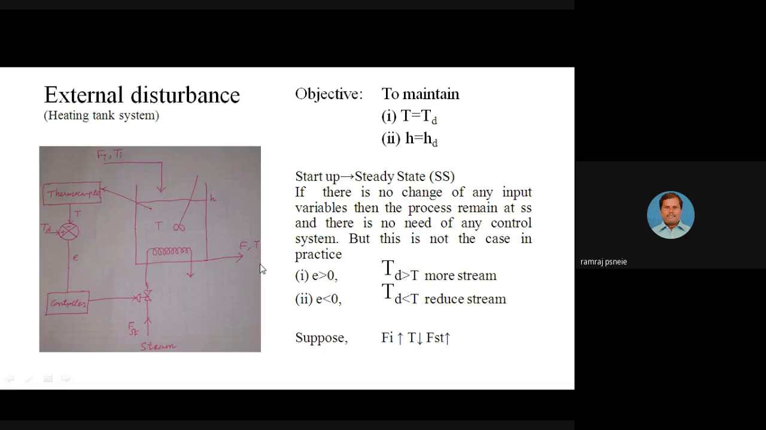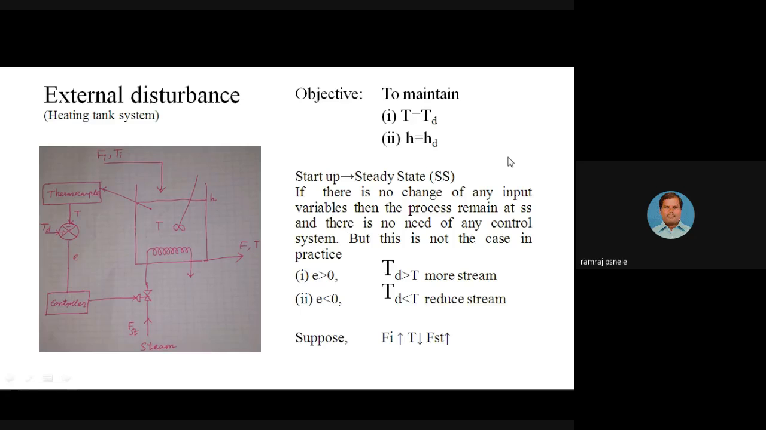If you want to maintain the temperature at 300 degrees centigrade, you could maintain. If you want to maintain the temperature at 200 degrees centigrade, you could maintain. So, according to your desire, you could maintain the liquid temperature. So, your first objective is T equal to T suffix D. Second one is you could maintain the level of liquid in the tank at your desired level. Here the second objective is H equal to H suffix D.